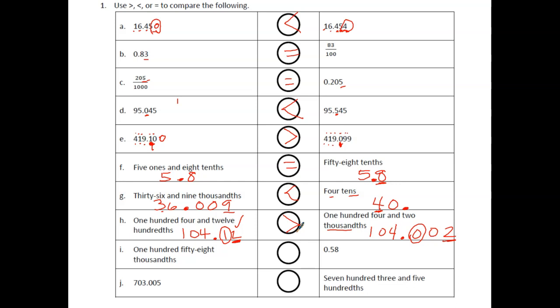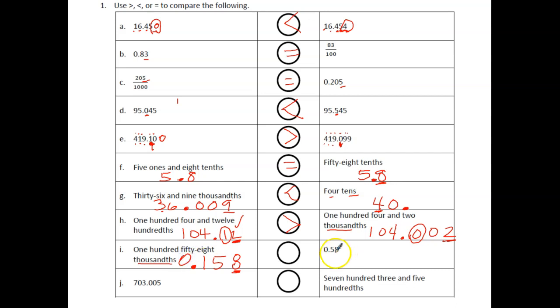All right, I, we have 158 thousandths. So we have 158, and we say 158 what? Thousandths. So this 8 has to be in the thousandths place, putting this 5 in the hundredths place, 1 in the tenths place, so my decimal is going to be there.